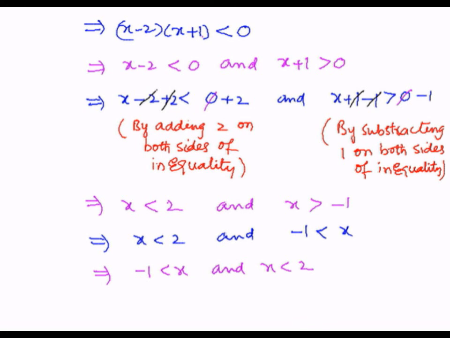Therefore, the solution set is equal to x such that minus 1 is less than x, and this x is again less than 2. So in this manner we got the solution set as minus 1 is less than x in the first case, and x is less than 2. So here therefore the solution set will be x such that minus 1 is less than x and less than 2.